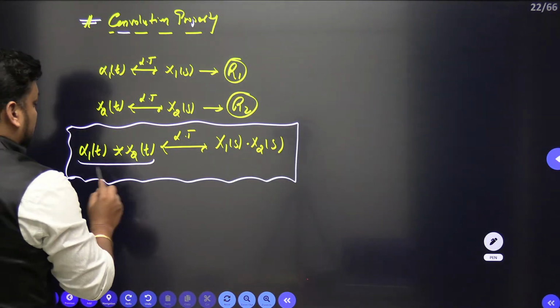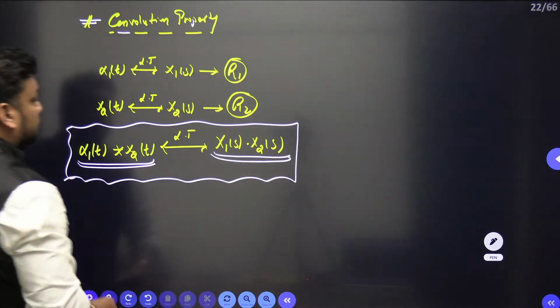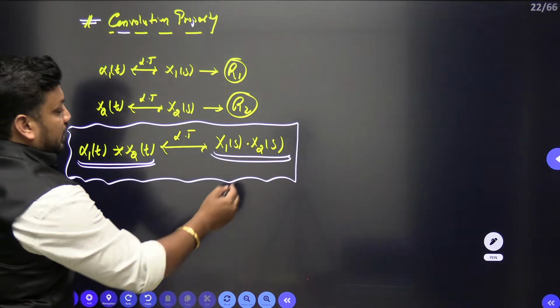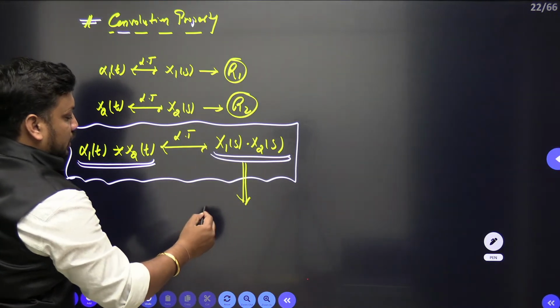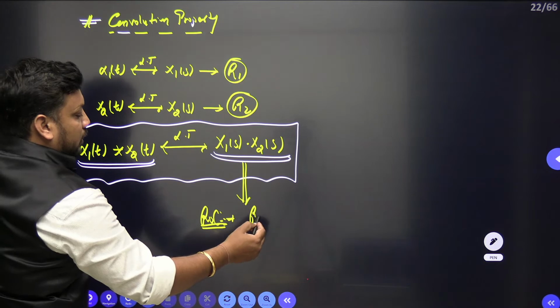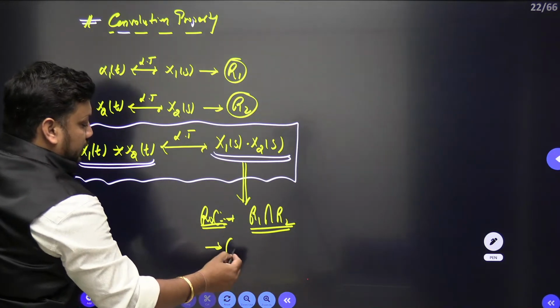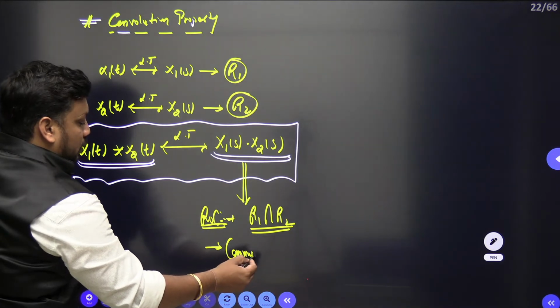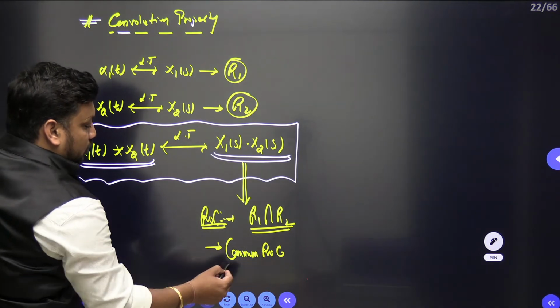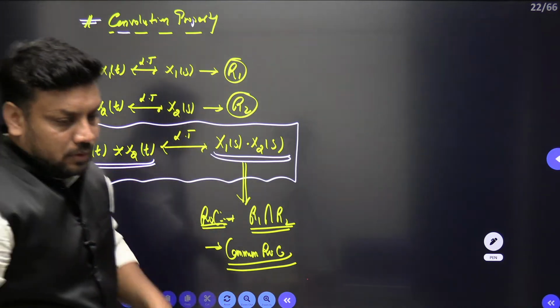Because convolution in time is nothing but multiplication in frequency. Yes or no? And if I talk about its ROC, then its ROC is nothing but R1 intersection R2. That is nothing but the common ROC.